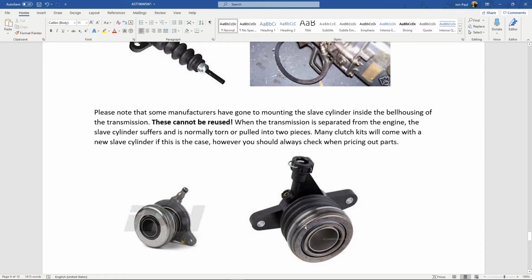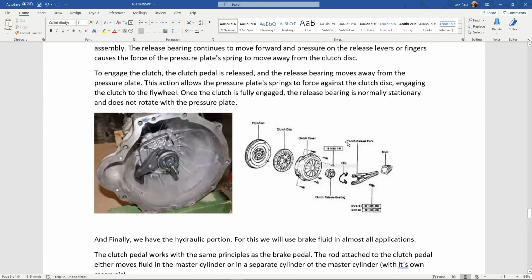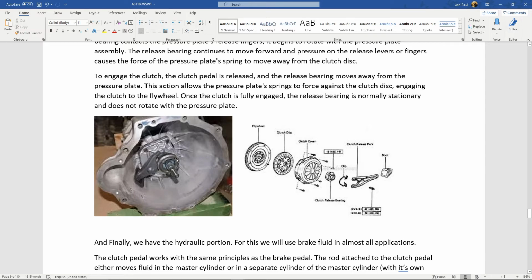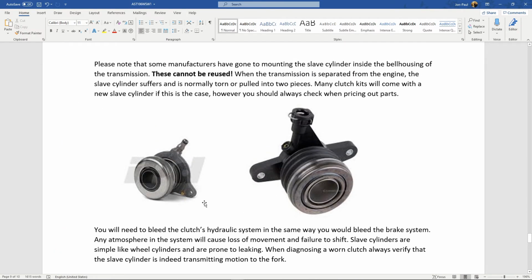I put this guy in here. Some Nissans I've worked on have an internal slave cylinder, so this slave cylinder that's normally mounted exterior to the transmission has been on the inside here. And not that it really matters, it's going to all work the same. The problem is that when you go to pull the transmission away, it ruins this slave cylinder and you can't reuse it.